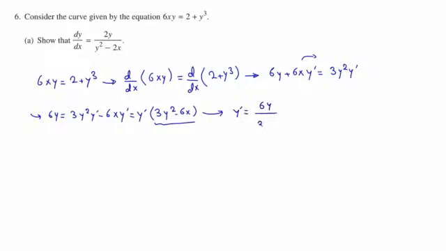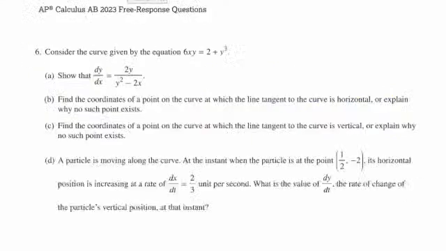Y prime equals 6y over 3y squared minus 6x, and if we divide both numerator and denominator by 3, it will be 2y over y squared minus 2x, and it is y prime. Y prime is dy/dx, so dy/dx equals 2y over y squared minus 2x. So we've solved part A.